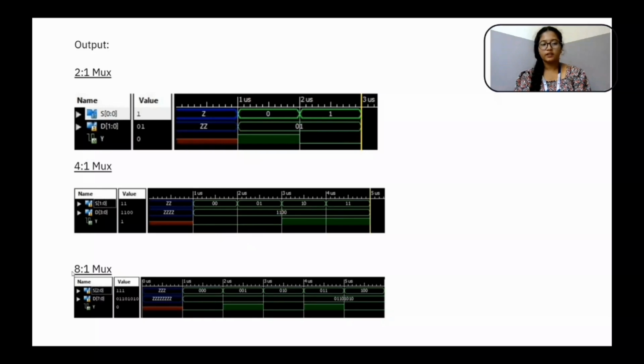And here, for the 8-to-1 multiplexer, the select line is 111 and the input is 011011010. So the output is 0, and the output for this is given here.